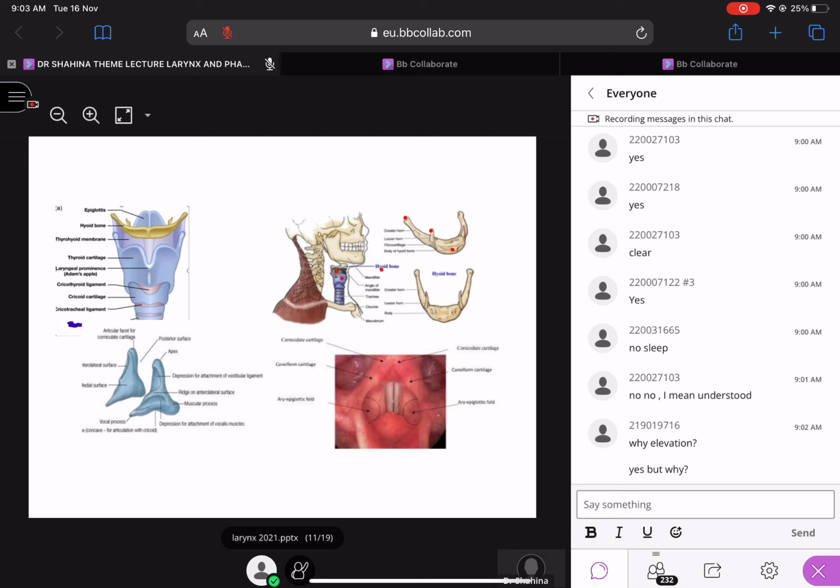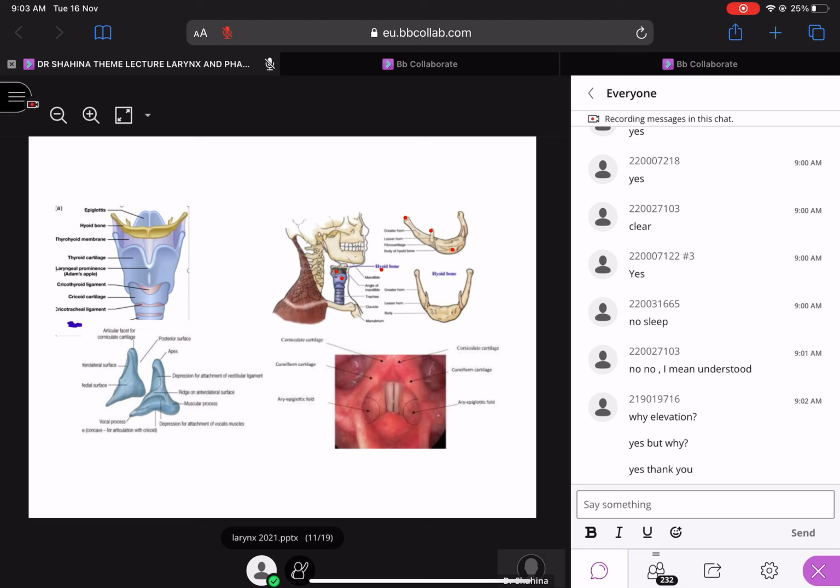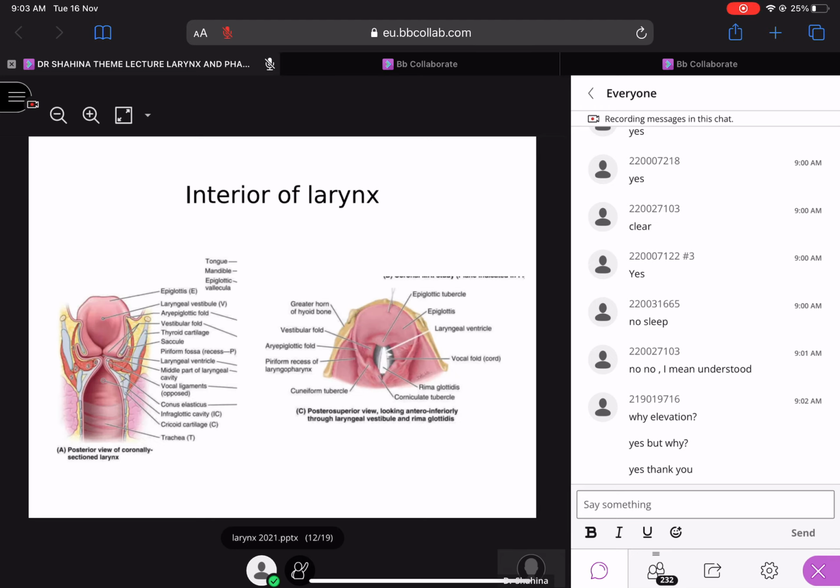So this is showing you the same things here. And now here you can see, this is the aryepiglottic fold, and in that you can see just this white, or some pearly shining structure. Can you see this? The cuneiform and the corniculate cartilages. Okay. This was the only picture available to show you this in the aryepiglottic folds. Okay, so I will move to the next slide now.